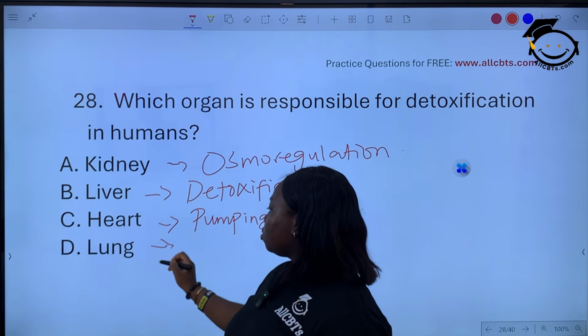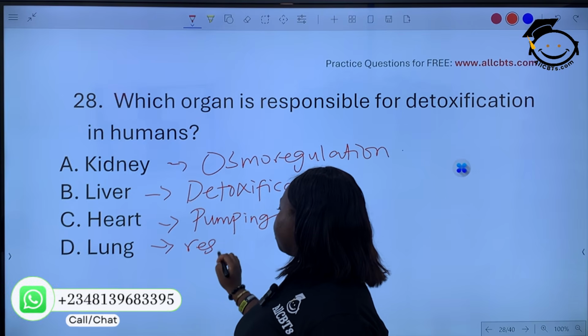The lung is for what? The lung is for our respiration.